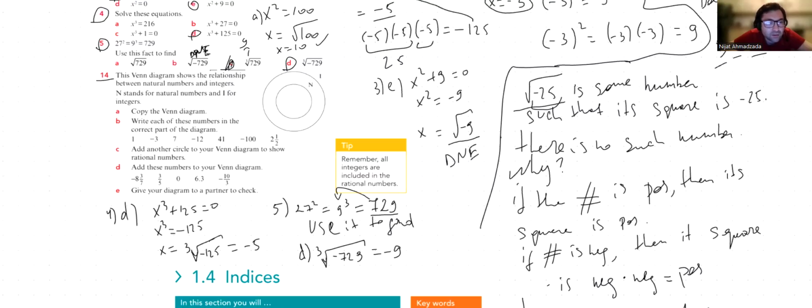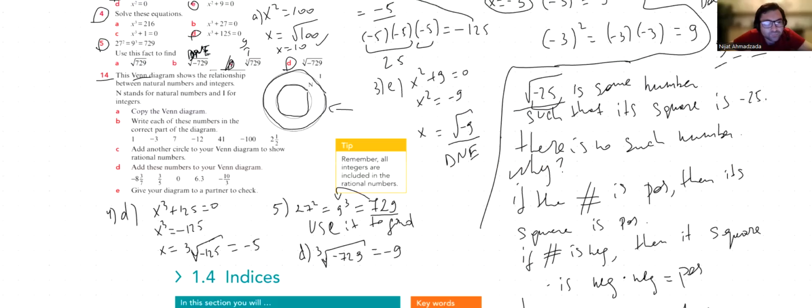D and E. So question number 14. This is a Venn diagram. It shows a relationship between natural numbers and integers. Notice that the circle for natural numbers is inside the circle of integers. That means every natural number is also an integer. Copy the Venn diagram. Write each of the numbers in the correct part of the diagram.